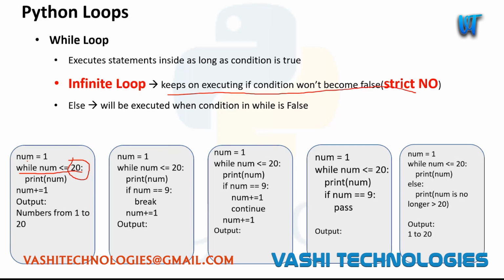And then we have else, right? We have seen if and else, so similarly, we can also use else with while as well. In case of while, what else will be doing is, as long as the condition is true, it will keep on executing statements within while. Once the while condition is evaluated to false, it will execute the else block.